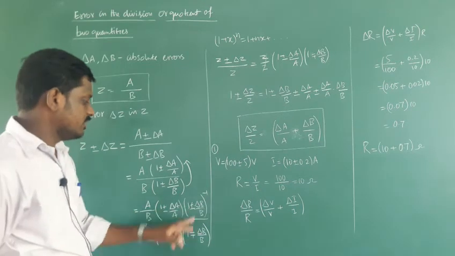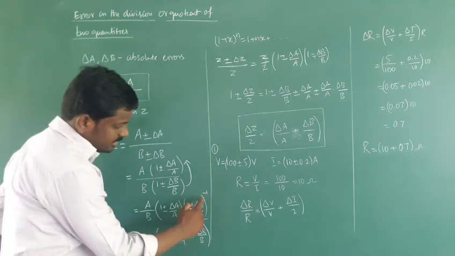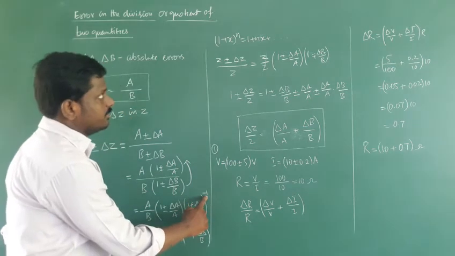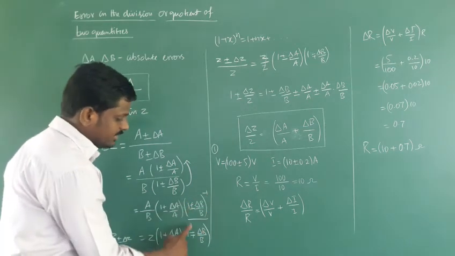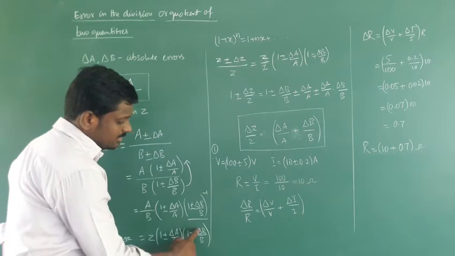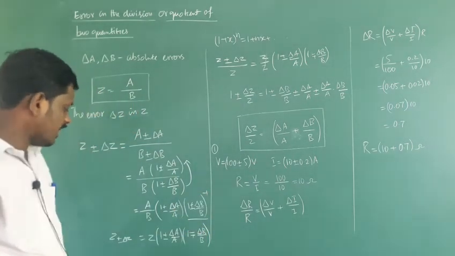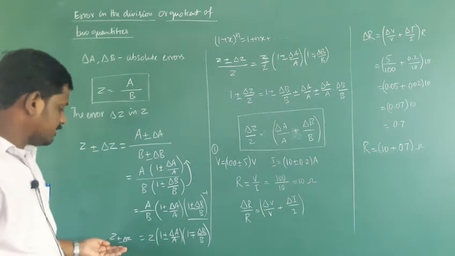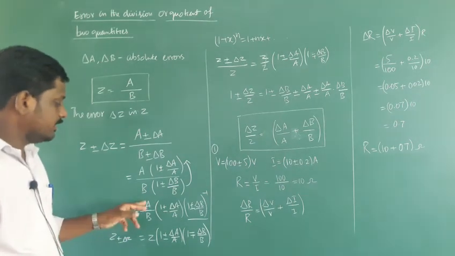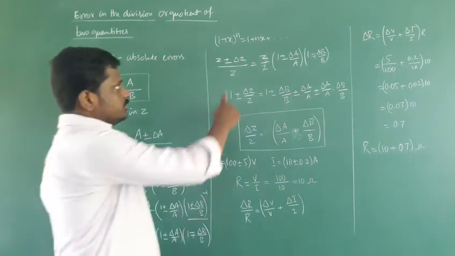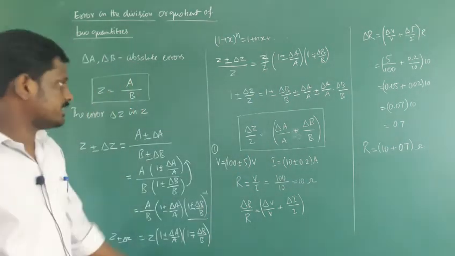So that's the next step. There is a change here: power minus 1, using the binomial theorem, 1 plus x power n is equal to 1 plus nx. We are changing it to 1 minus or plus delta B by B. That's all; higher order terms are neglected. After that, you will get Z plus or minus delta Z is equal to Z, that is A by B, the quotient.